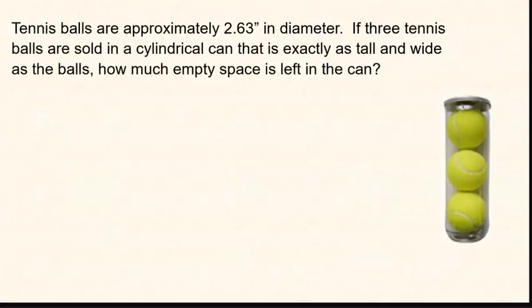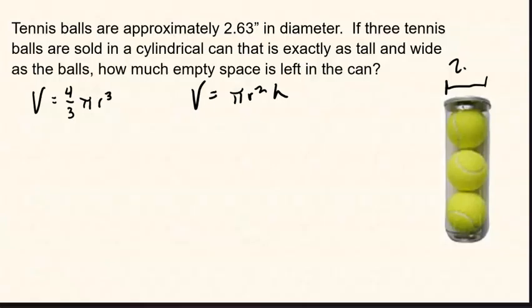In our first example, we're looking at tennis balls in a container, and we need to find the empty space. The container is a cylinder, and the balls are spheres. So let's get those formulas. The volume of a sphere is 4/3 pi r cubed. We will have 3 spheres because we'll have 3 balls, and the volume of the cylinder is pi r squared times height. The only information they give us is the diameter of the cylinder.